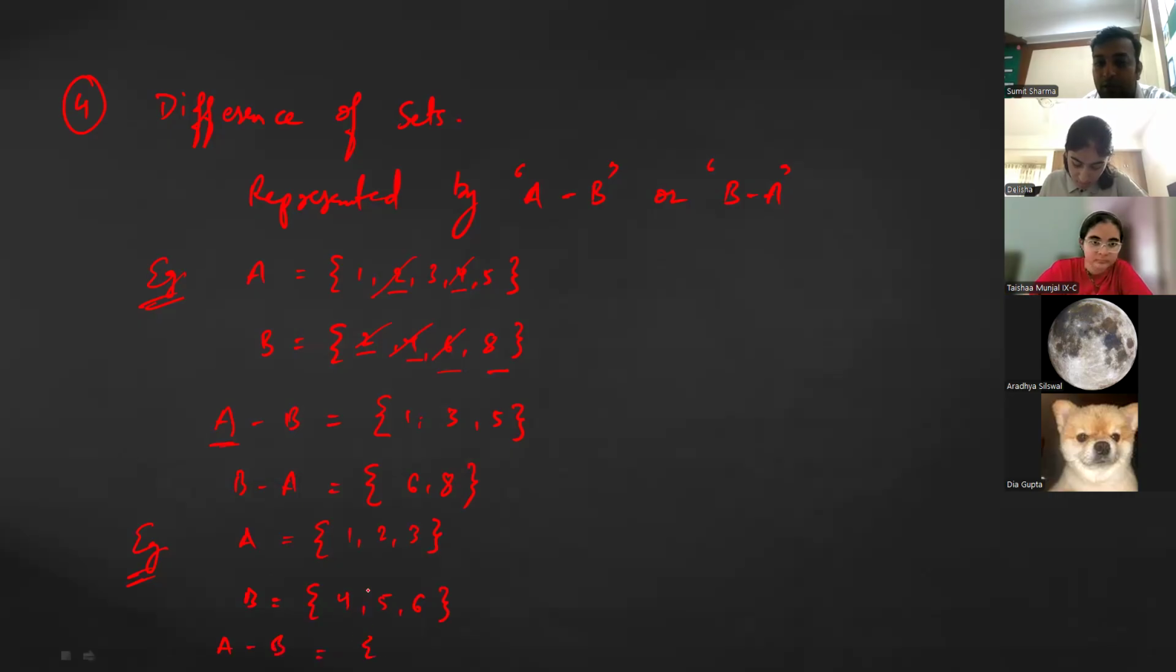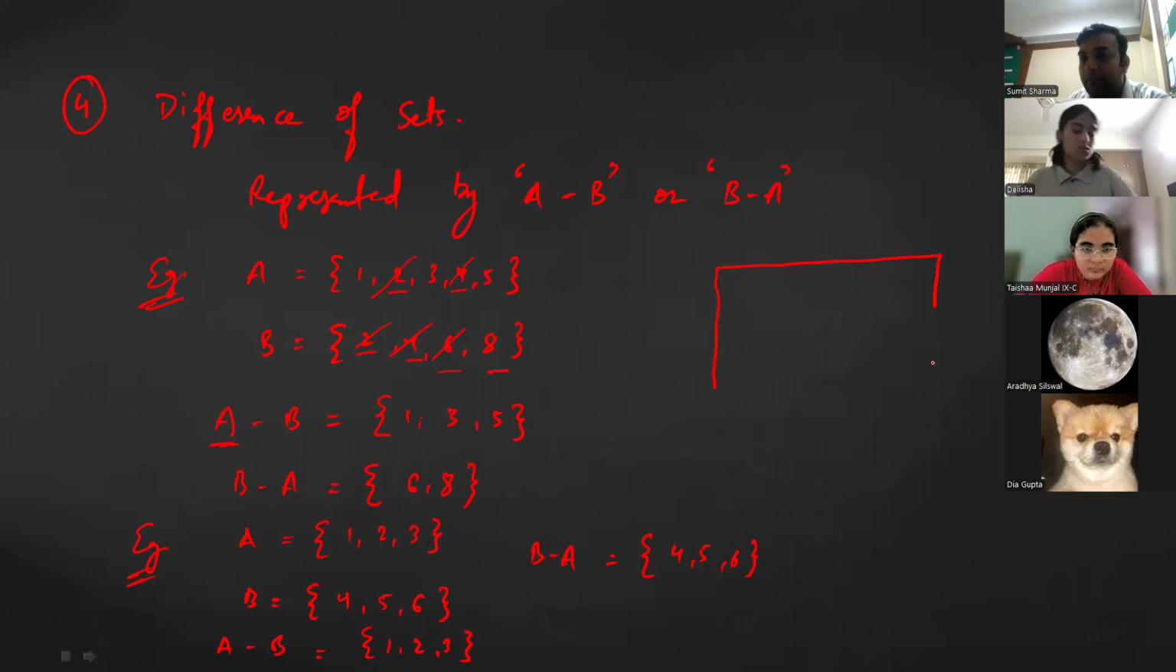It will be equal to 1, 2, 3 only because there is no common element. So you will have to write all the elements of A now. Similarly, for B minus A, you will have to write all the elements of B because there is no common element. Right? And how will we represent it in form of a Venn diagram? It will be like this.